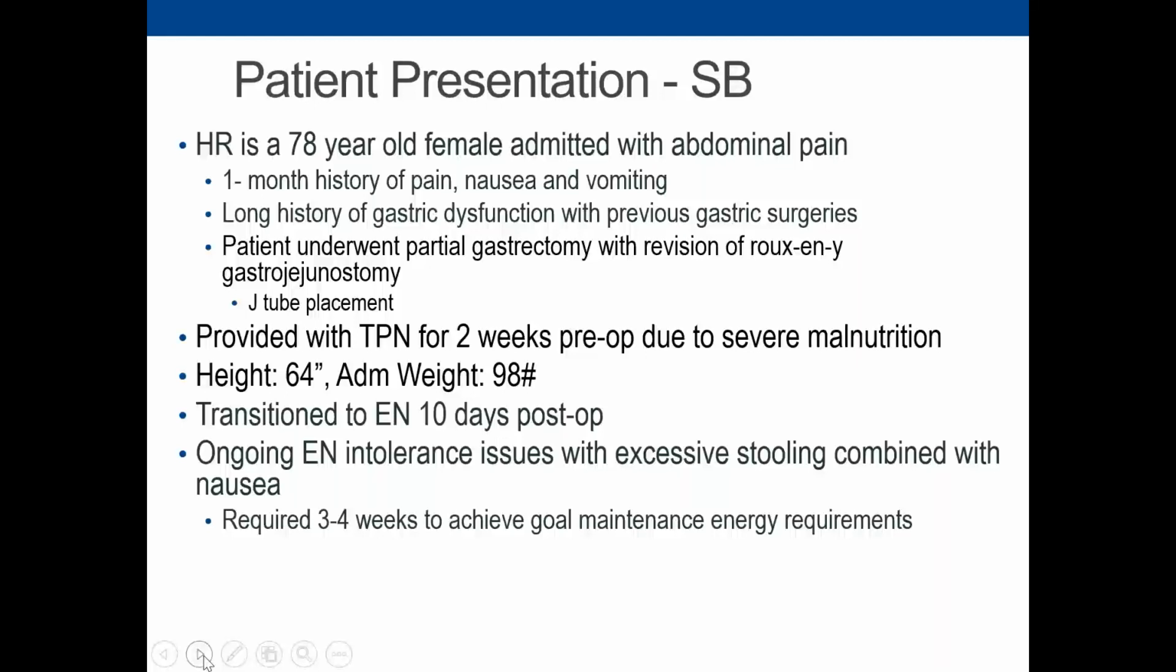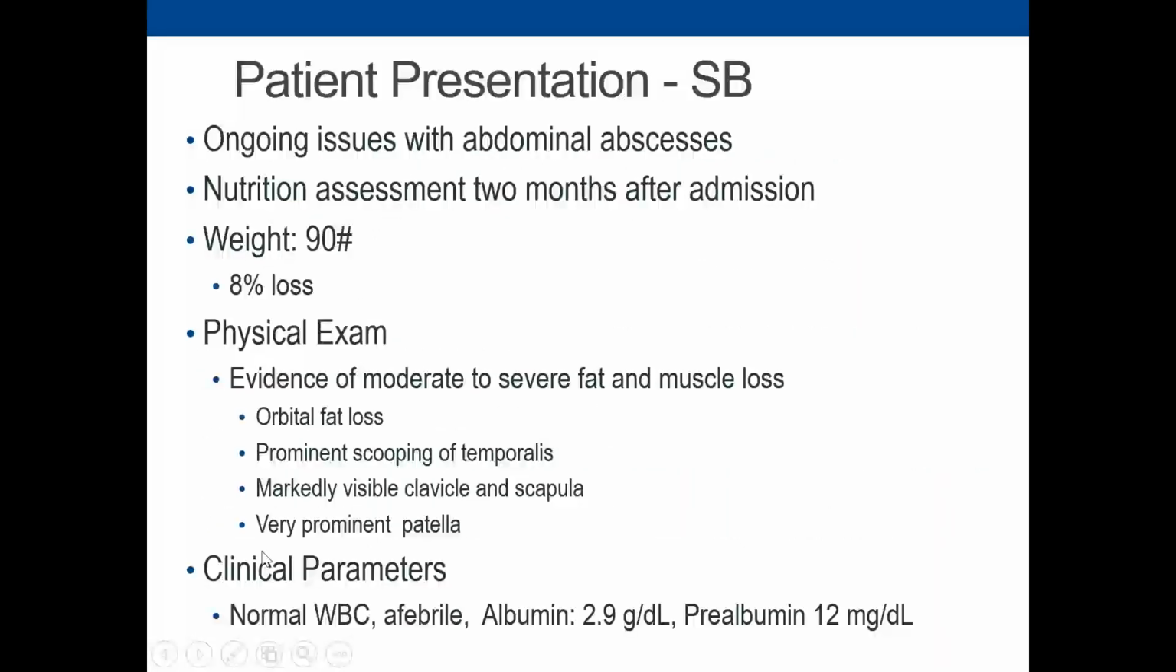And it took a while. She was having some ongoing issues with tolerance, having some excessive stooling, combined with nausea. And it actually took 3 to 4 weeks to achieve goal maintenance energy requirements, which is a lot longer than I think most of us usually see or hope to see. I think part of the problem was she had ongoing issues with abdominal abscesses.